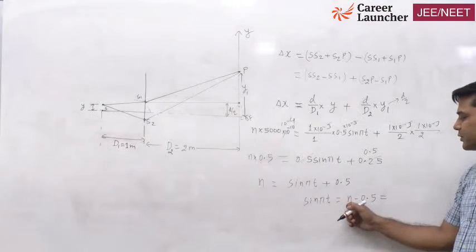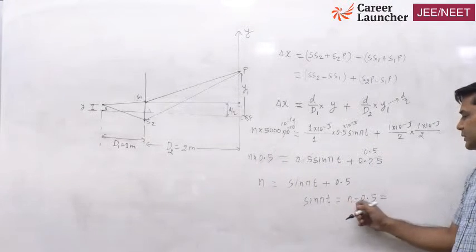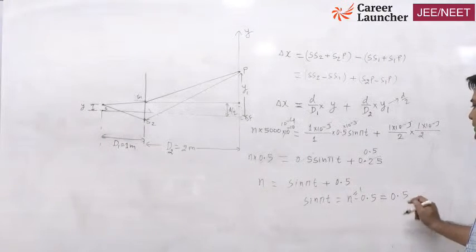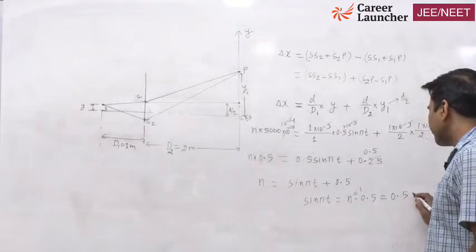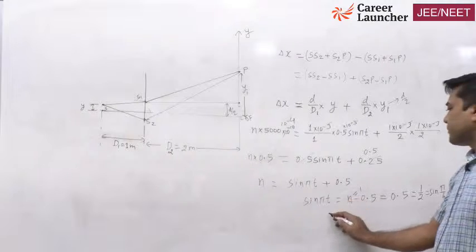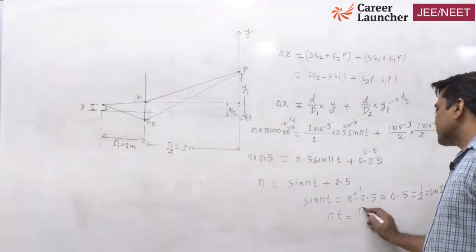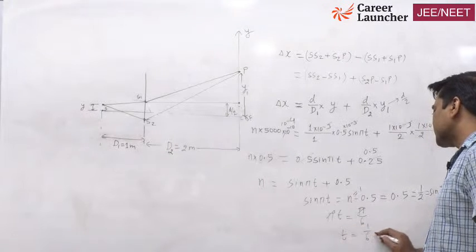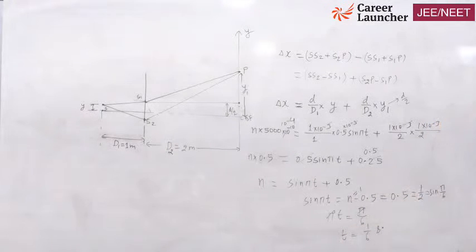Here I am going to take n minimum value as 1. So if I am taking n as 1, then it becomes 0.5. So here sine of the angle is half, which can be written as sine pi by 6. So pi t equal to pi by 6. Pi cancels. So t is 1 by 6 second. This is the time t when P will be in front of slit S1 for the first time.